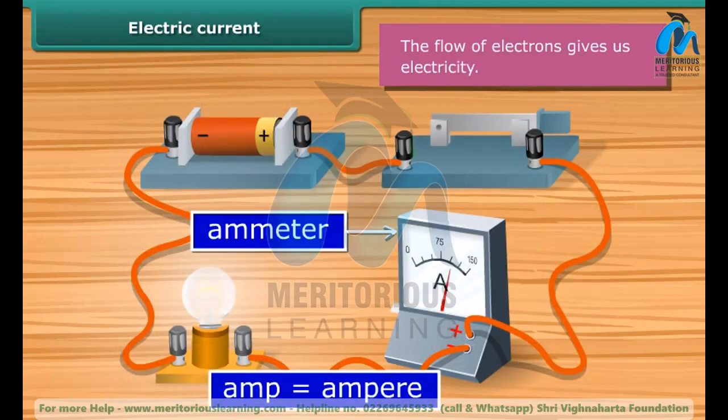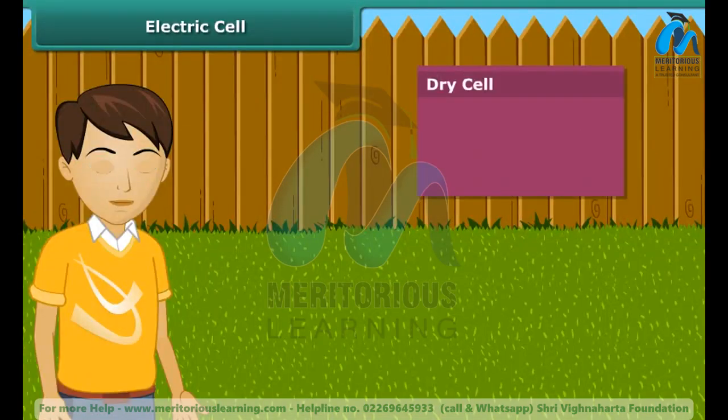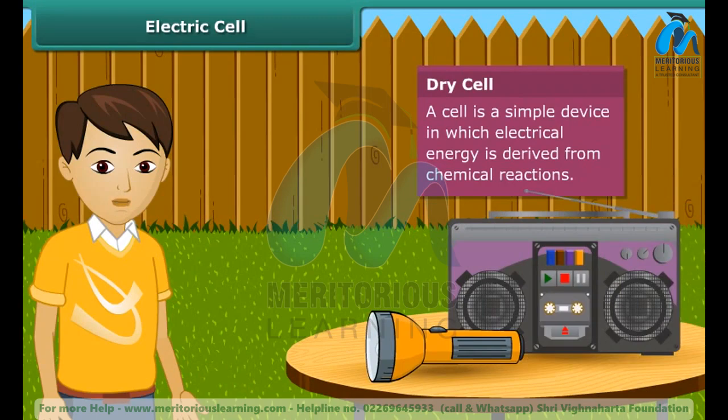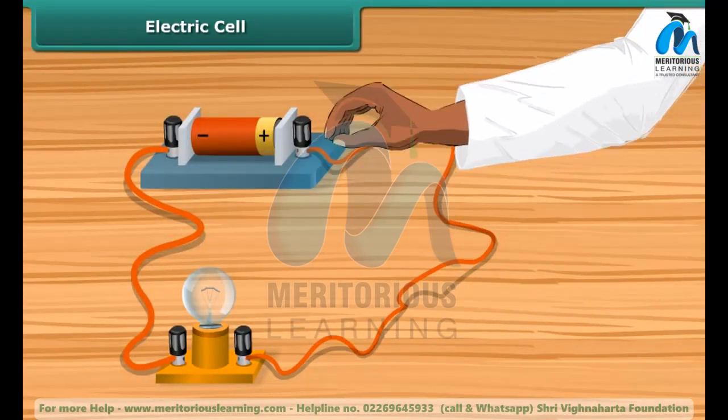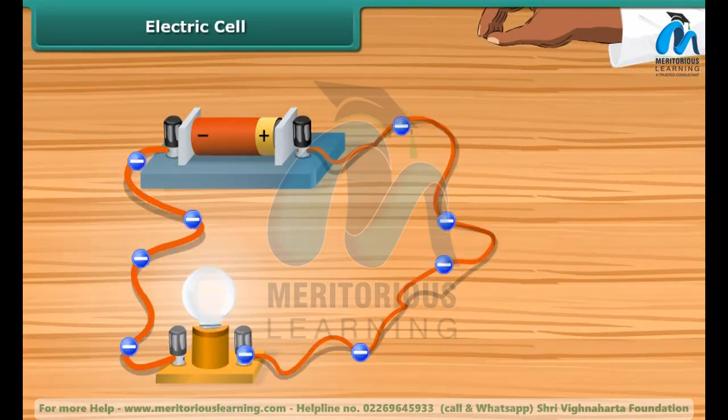Electric current is measured by an ammeter. A dry cell battery used in a torch or transistor radio is a source of electric current. Every battery has two terminals marked plus and minus. When a metallic wire connects these two terminals, the electrons resulting from a chemical reaction start flowing through the wire, constituting an electric current. These electrons flow from the negative to the positive terminal. Thus, a cell is a simple device in which chemical energy is changed into electric energy.